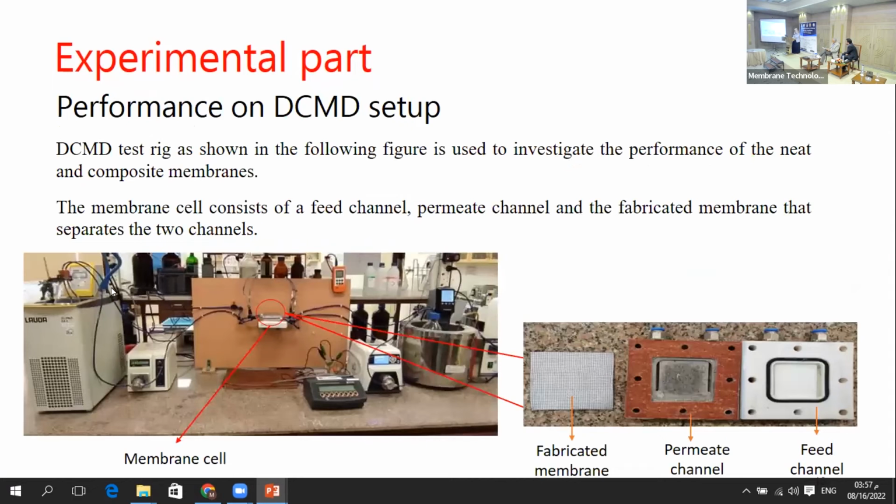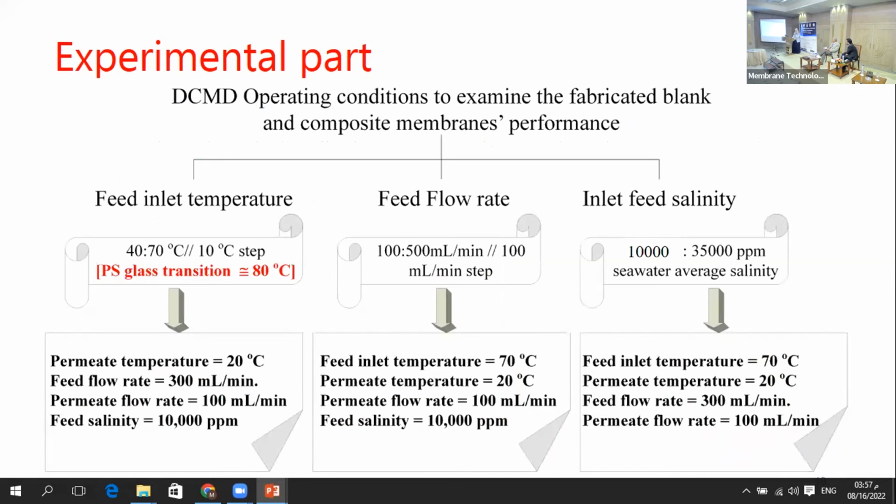This is an actual photo of the system used, and this is the membrane cell constituents, which are the feed channel, permeate channel, and fabricated membrane. These are the conditions that we studied for the DCMD operating conditions.